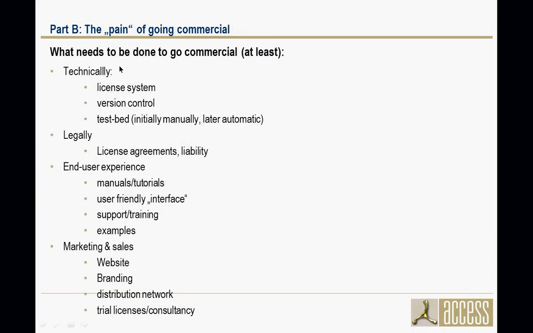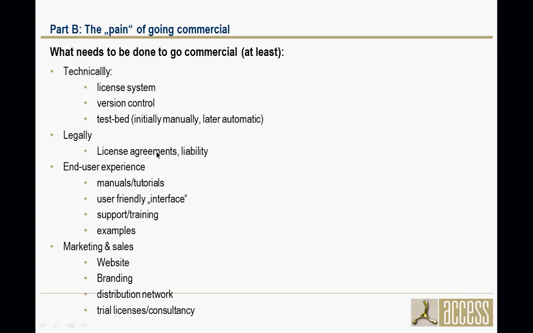But there's also a pain if you want to go commercial, and what you should do at least is, in a technical sense, you need something like a license system, you need something like a version control, and you need to have a test bed where you have a certain number of well-defined simulation settings, which you always have to be capable of re-performing. Even if you modified your code, you should use these same tests again and generate the same results. This testbed has been done initially manually, but later it had to be automized, and also this development of having an automized testbed was quite important.